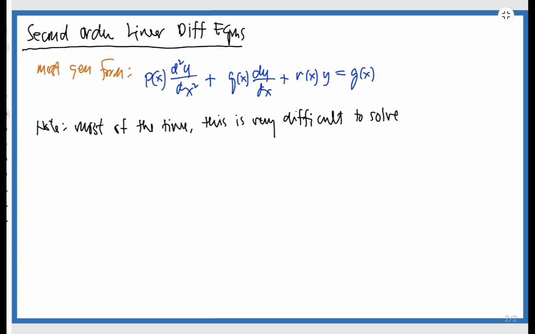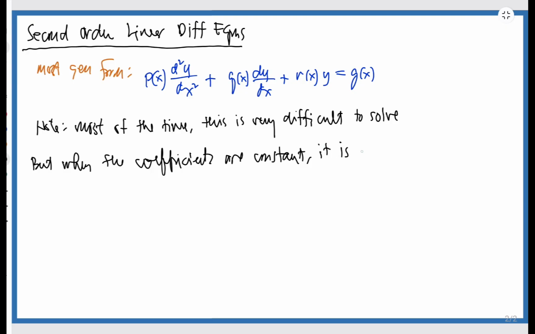When the coefficients are constant, it is easier to solve. So, how does a second order linear differential equation with constant coefficients look like? Just make the coefficients constant.